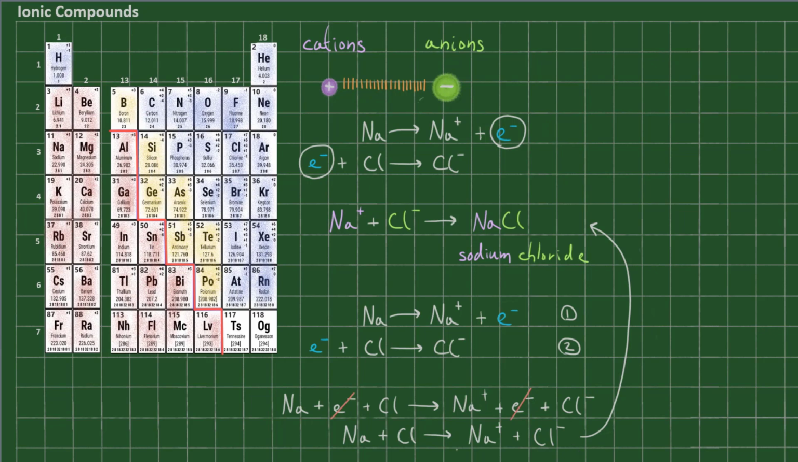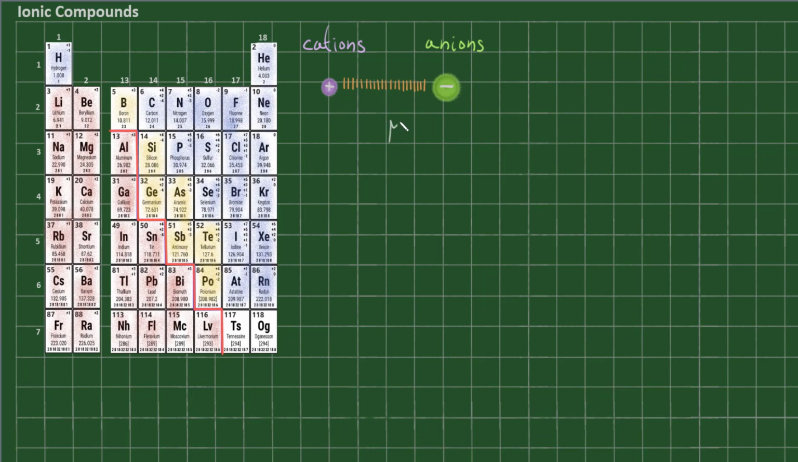I'm going to now look at another example. I'm going to replace the sodium with a magnesium. So let me get rid of this and write down magnesium and chlorine. Magnesium is a metal, and therefore it will give me a magnesium cation. Based on its position in the periodic table, this cation will have a charge of 2+. This also means that the magnesium on the left will have lost or donated 2 electrons.